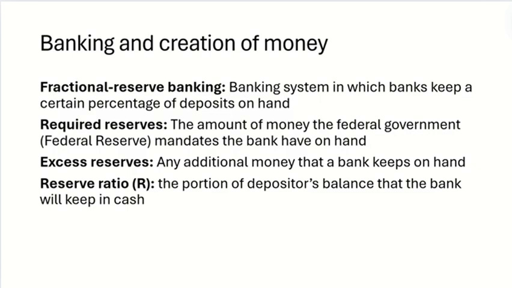Excess reserves are just any additional reserves that a bank holds that is not required by the federal government. And then lastly, the reserve ratio is the portion of depositors' balance that the bank will keep in cash.